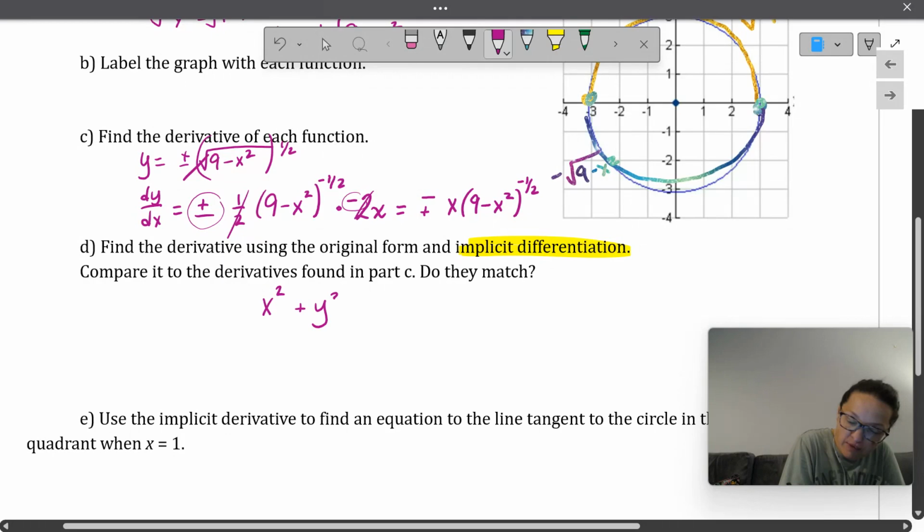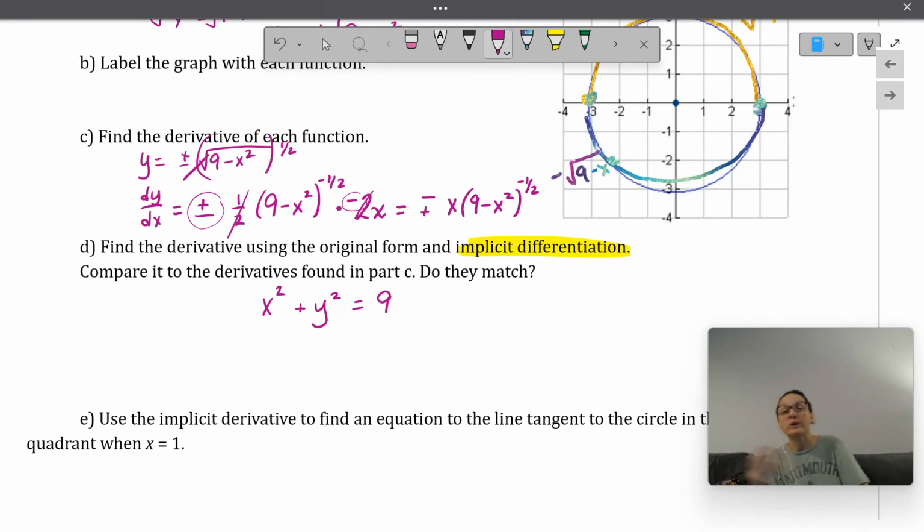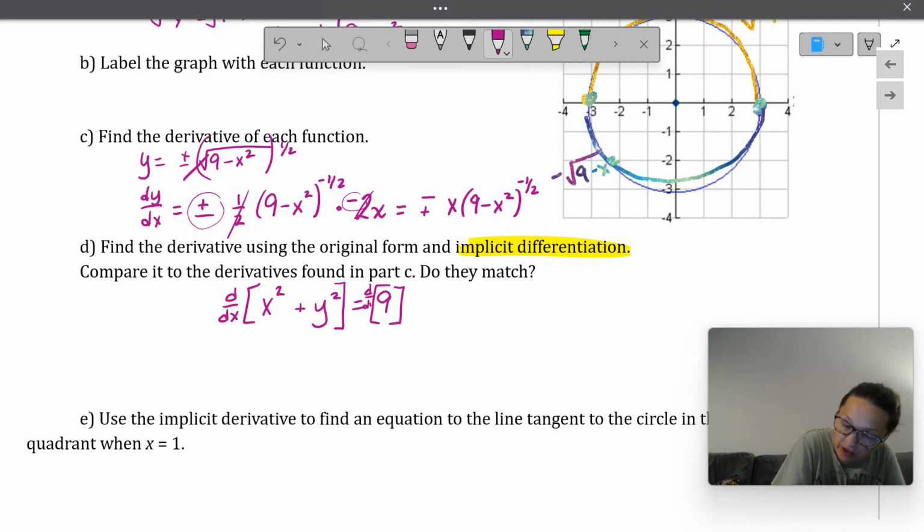If you have a relation, an equation, x squared plus y squared equals 9, and you want to take the derivative, we've always been finding dy/dx. We've been differentiating with respect to x 90% of the time. And that's what we're going to do here. I am going to take the derivative with respect to x. But what I'm going to do is I'm going to do that to both sides, okay?